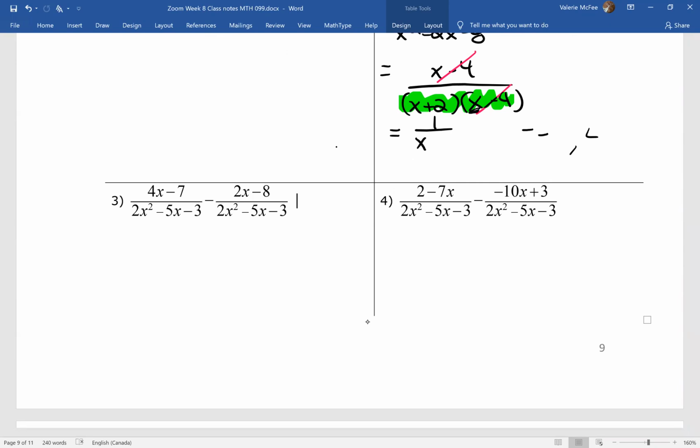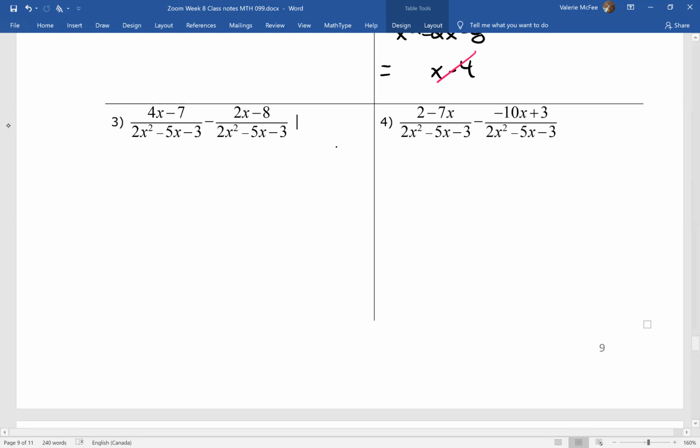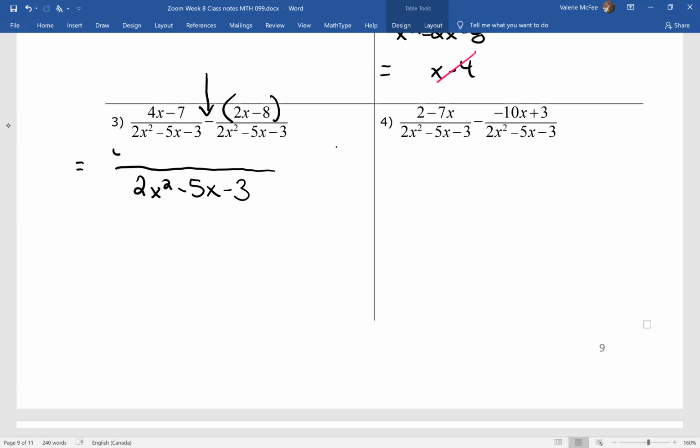I'm just going to move this back up so I have enough room to work. All right, common denominator. Keep the denominator. I notice that I'm subtracting, so I have to subtract all of that. You don't have to necessarily write that step, as long as your numerator says 4x minus 7 minus 2x plus 8.